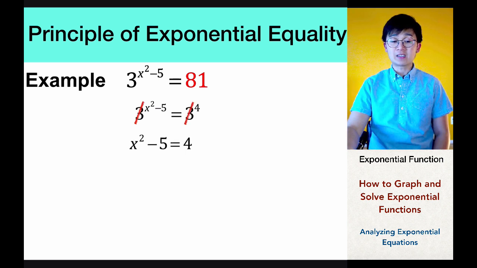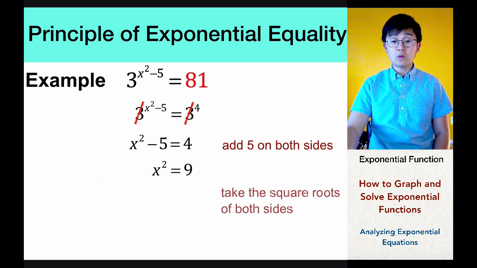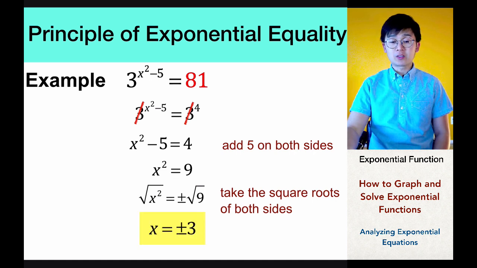Kaya, ang matitira na lang sa atin is x squared minus 5 is equal to 4. So, since natanggal na natin yung exponents, pwede na tayo mag-solve ng function or equation tulad ng quadratic or ng linear function. So ito, ang gagawin lang natin is to add 5 on both sides para matira si x squared equal to 9. At para matanggal naman natin yung exponent na 2, kailangan natin kunin yung square roots ng both sides. So when that happens, alam natin na yung 9 ay perfect square. So ang ating value ng x would be positive and negative 3. So ito yung isang version ng pag-solve ng exponential function using the principle of exponential equality.